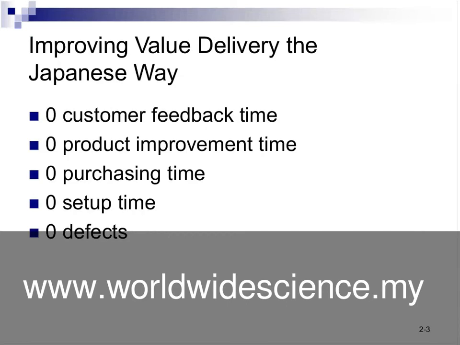Then improving value delivery, like the Japanese way. We understood that the Japanese are very good at customer feedback, product improvement, purchasing times, setup time, and defects. Toyota is a good example of how they get a lot of feedback from customers and then know how to improve according to it. They always try to have zero defects.